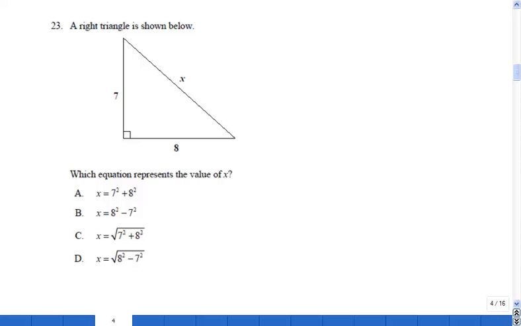Okay, so let's start with the first problem, first question, number 23. The way is given here. A right triangle is shown below. Which equation represents the value of x? So this is a very simple problem. I would say 7th grade, 8th grade maths, even 6th or 5th grade. Pythagoras Theorem, right? You guys remember Pythagoras?